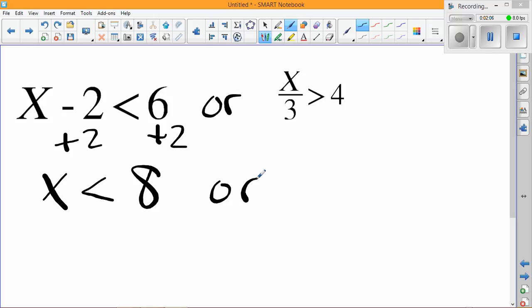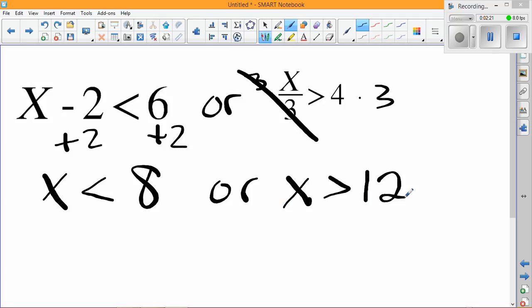Or, and this one, I have this nasty fraction. I want to get rid of the denominator and make it a regular number. So I can multiply by 3 on both sides. 3 over 3 is 1. And 4 times 3 is 12. So I end up with x is less than 8 or x is greater than 12.